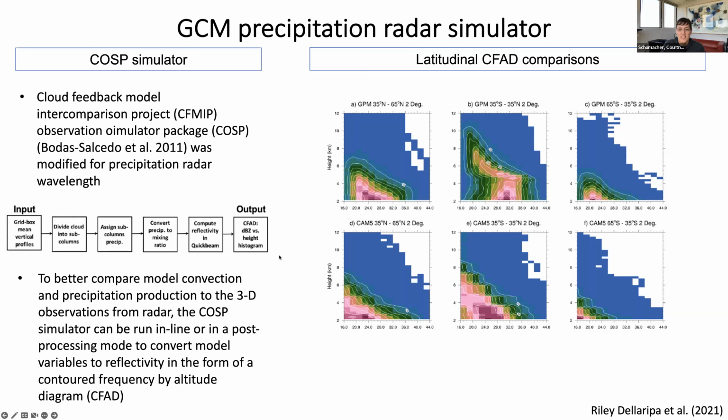These are contoured frequency by altitude diagrams. In this case, we're using CAM5 data, at different latitudes. So the tropics are in the middle, the GPM radar is on the top, and then the CAM5 is on the bottom, and then these are higher latitudes on either side. The CFAD just gets rid of any XY components. You're just looking at the vertical, so you have reflectivity and what that distribution looks like by height.